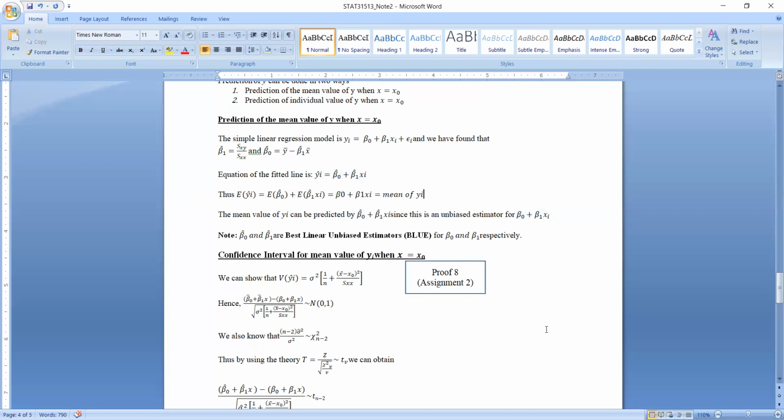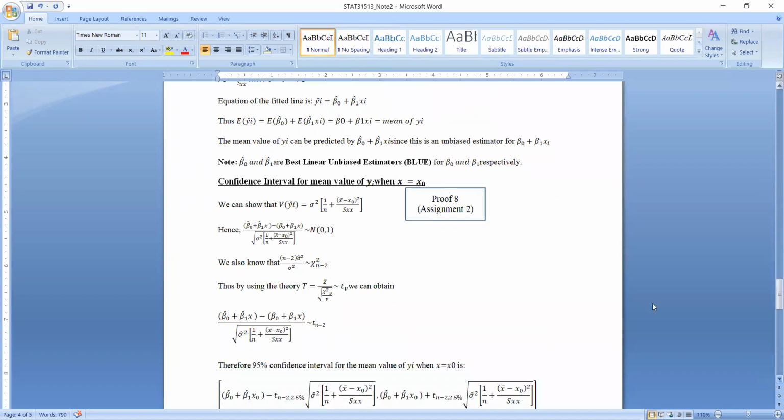So when it comes to confidence intervals, we can prove that if you take the variance of this yi hat, the variance is equal to sigma squared into 1 over n plus (xi minus x naught) squared over Sxx. This term we can prove, and we'll be discussing that under assignment 2, because I hope last week you didn't discuss it. I asked the demonstrators not to discuss this part. So in the upcoming assignment, we'll be discussing this variance.